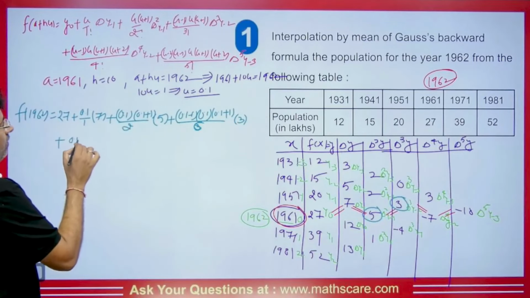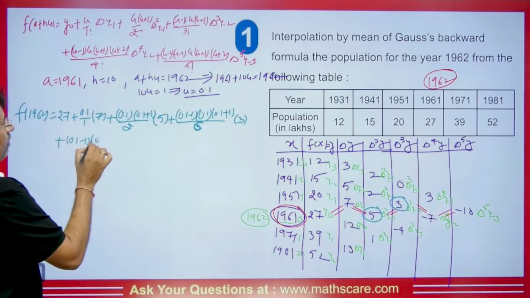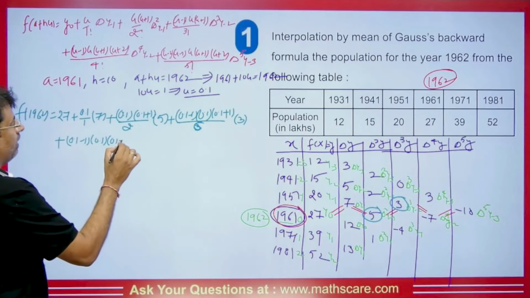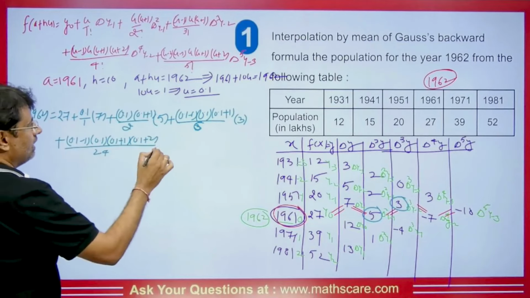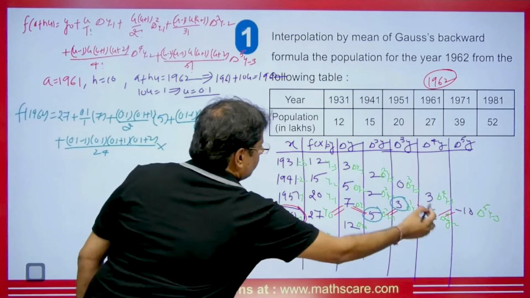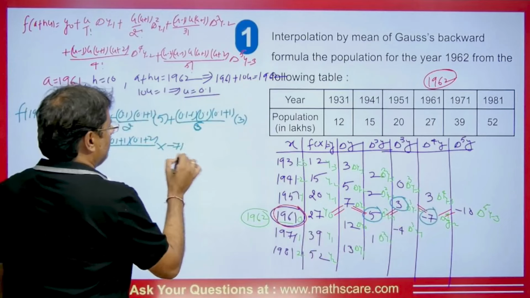We will do the same in the next. Listen, this will be 0.1 minus 1 and 0.1, right? Understood. The next will be 0.1 plus 1, 0.1 plus 2 divided by 4 factorial. Okay, this will be 24 into, so tell me what will be the next value here. The value will be minus 7, okay?